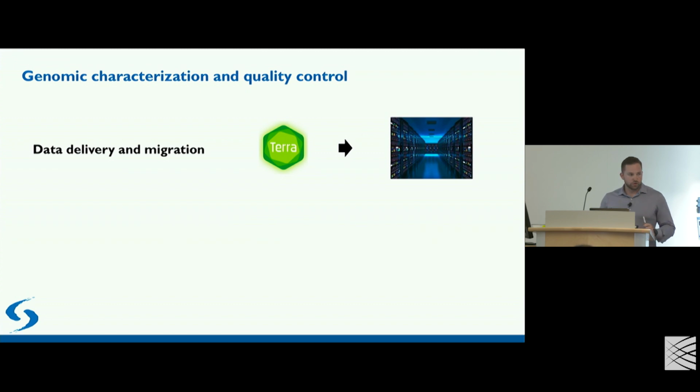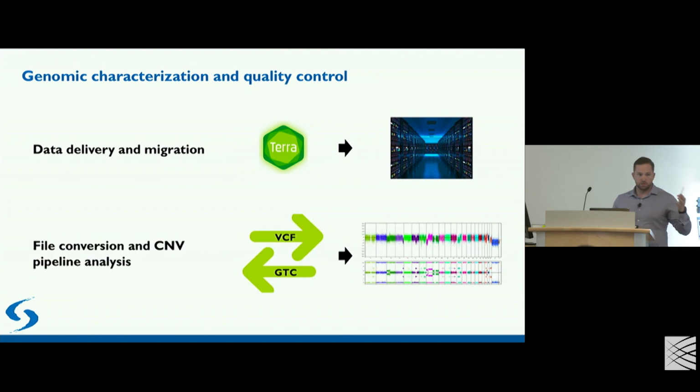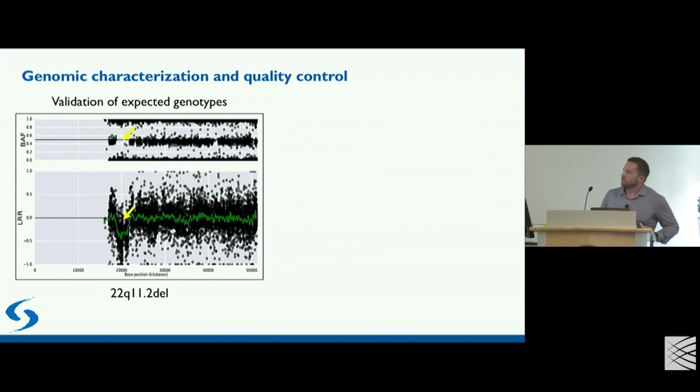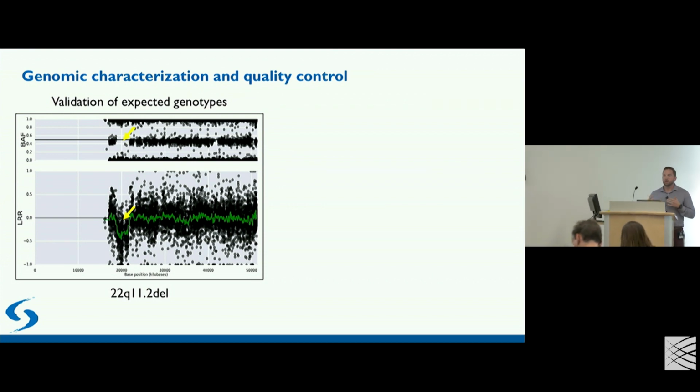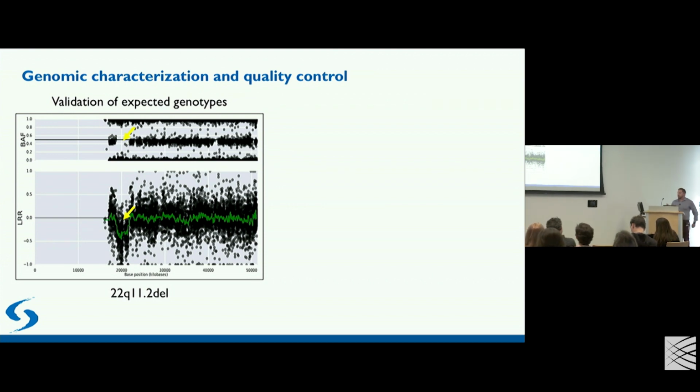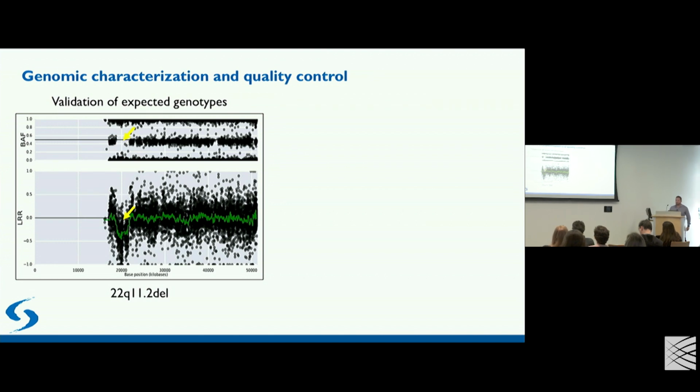It goes through a few short logistical steps. There's a data delivery to Terra. Then we move the data on to the premises servers where we do a file conversion and put them through our CNV pipeline analysis. We do this for a few different reasons. First thing we want to do is validate expected genotypes. So if there's a particular variant of interest for which this patient was selected, we want to make sure that it's also present in the stem cells and that it didn't disappear. That way, if we're actually studying phenotypes, the deletion is present in the cells.